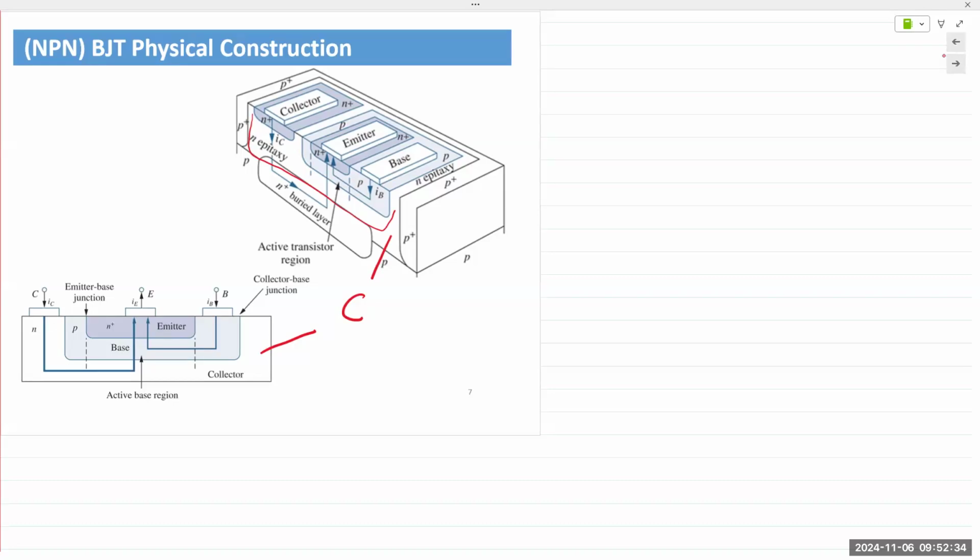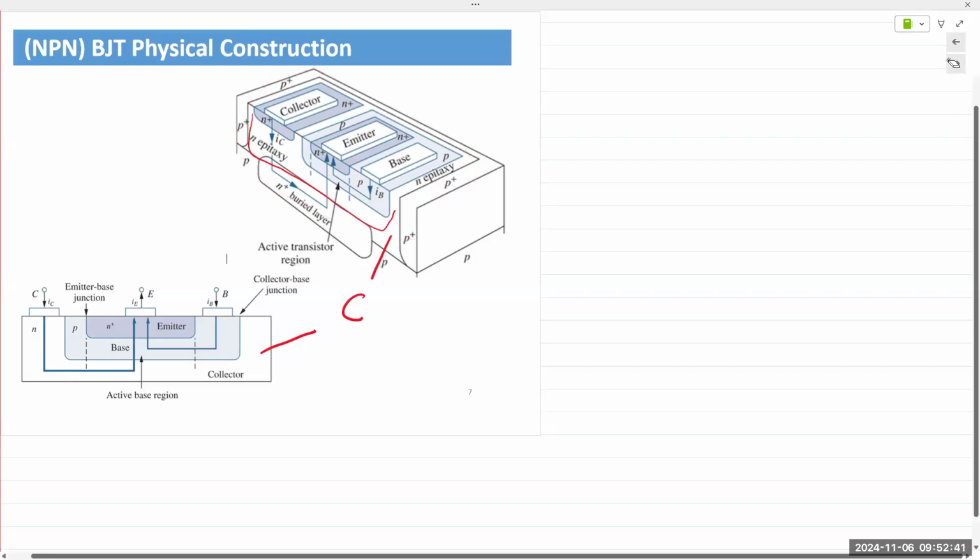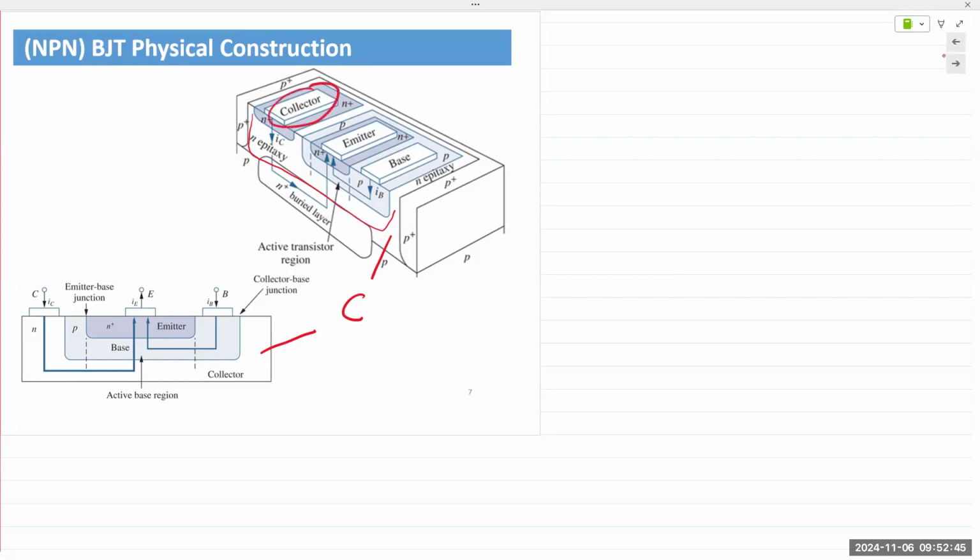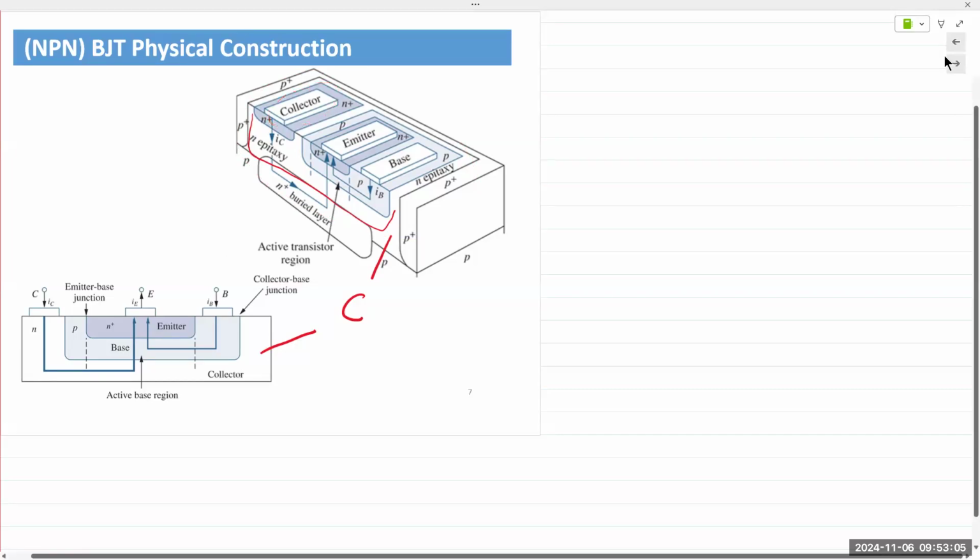Then the collector basically is the entire substrate. And you see an N plus region underneath right here, which says collector. That N plus region is again from the fabrication process. It provides a good ohmic contact between the N-type material below it and the metal conductor above it. There's like an interface between the two. And then you have the base, and then you have the emitter.